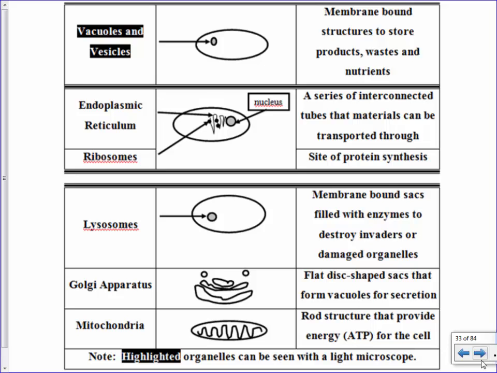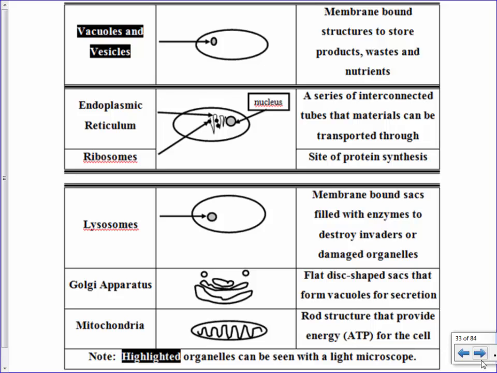Next one is called a lysosome, and when I think of lysosomes, I think of the word Lysol. I don't know if that makes sense, but Lysol is a disinfectant that kills things. And that's what lysosomes do. Just like Lysol, it gets rid of all the bad stuff. They have enzymes, and they destroy invaders and damaged organelles. So if stuff tries to break into the cell, the lysosomes will try to kill the bad stuff.